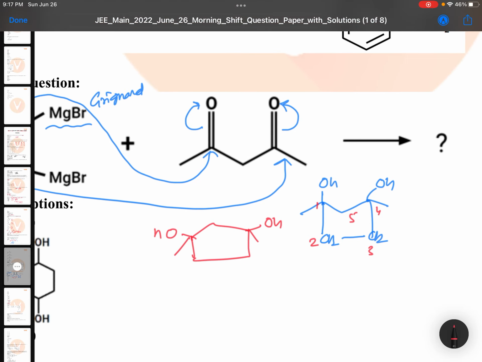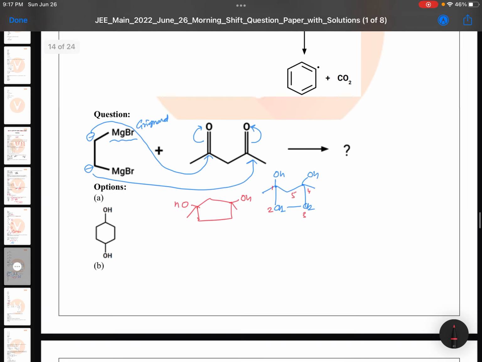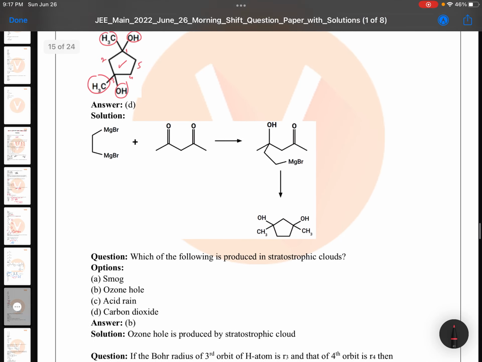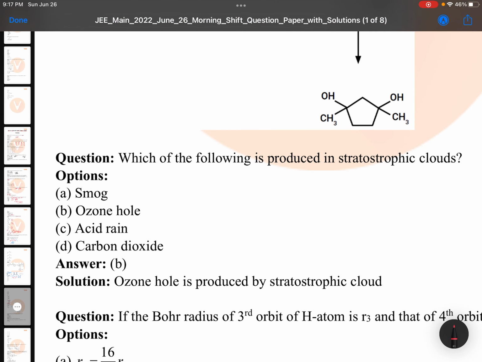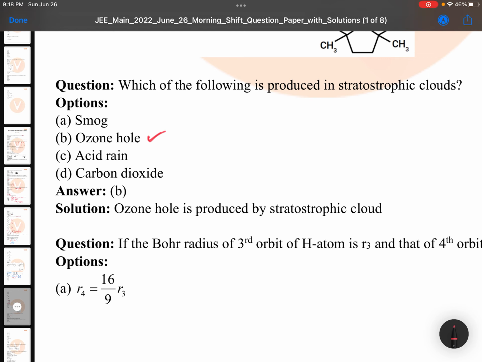Okay, so it is easy, not much trouble. If you have prepared organic chemistry well, that is a very easy question. Which of the following is produced in the stratospheric clouds? Stratospheric clouds, you can see, ozone holes, depletion of the ozone layer. Direct question from environmental chemistry, easy, class 9th standard question.